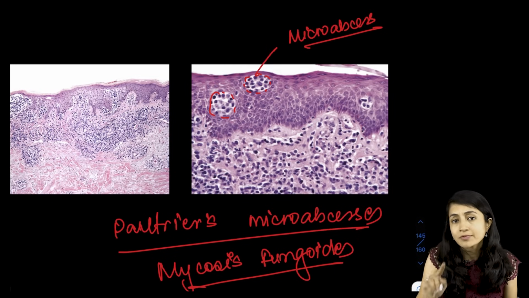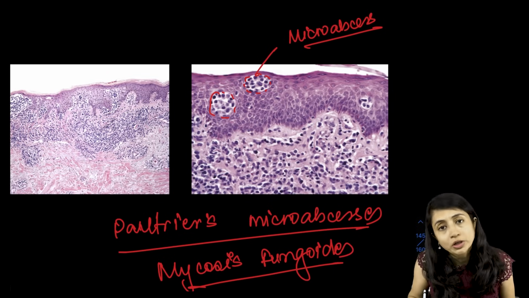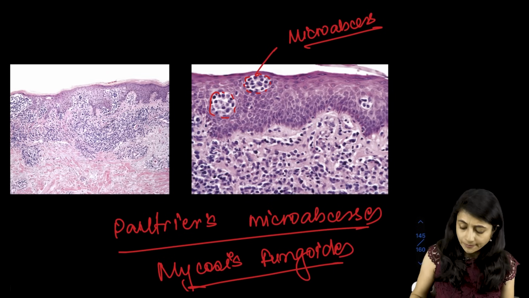Monro's microabscesses were present in psoriasis. M is not present with them. Here we have Potter's microabscesses, right?